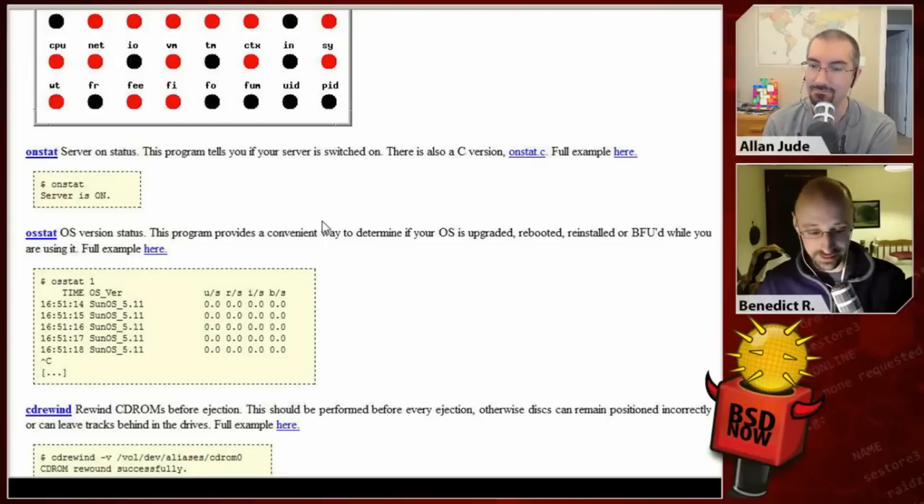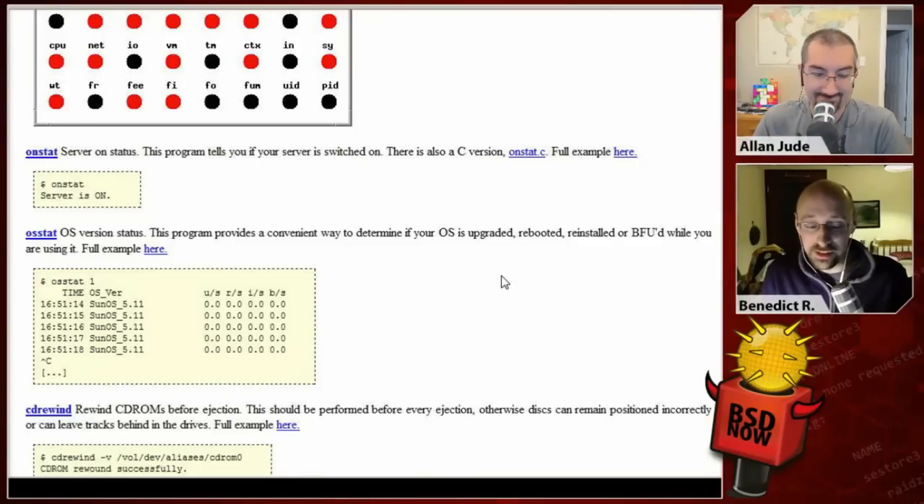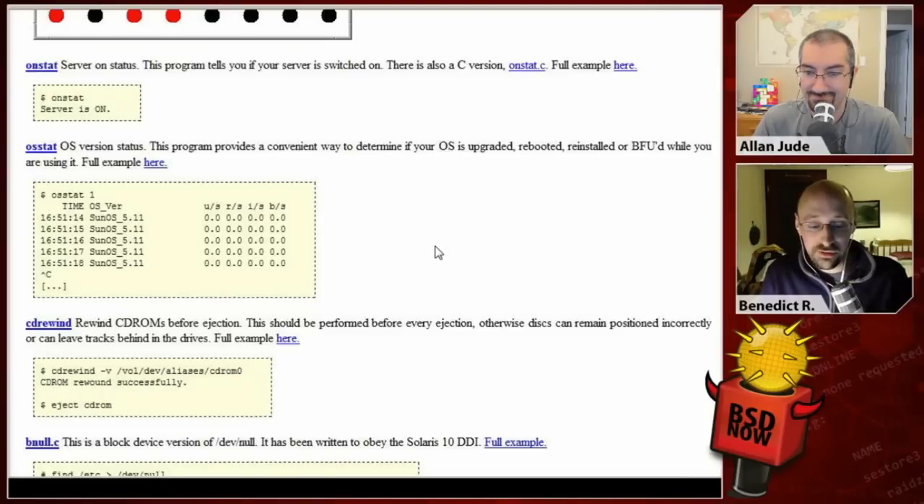Yes. I love these next two that I have. OnStat, which tells you whether or not your server is on. So just in case, you run OnStat and it tells you the server's on, or if it's not. And then OSStat. We're all familiar with ifstat and netstat and systat and so on, and iostat. But OSStat tells you the version of the operating system you're running every 1 second, in case it changes suddenly and you want to know about that. So run this command periodically and get notified if something changes in your actual operating system.